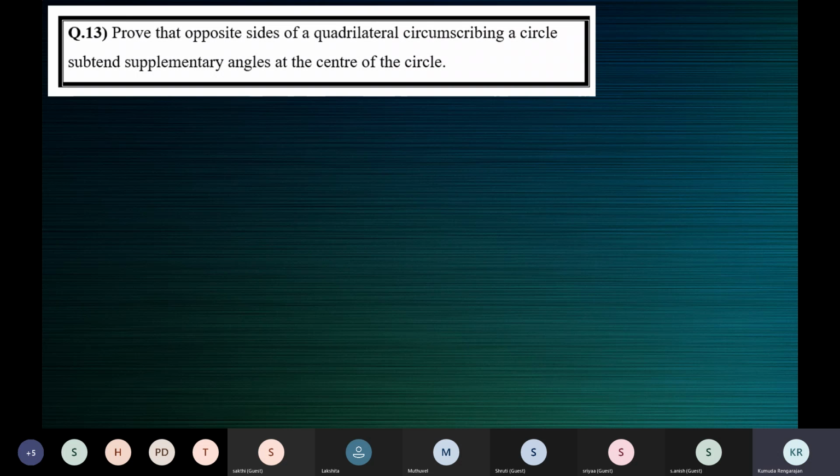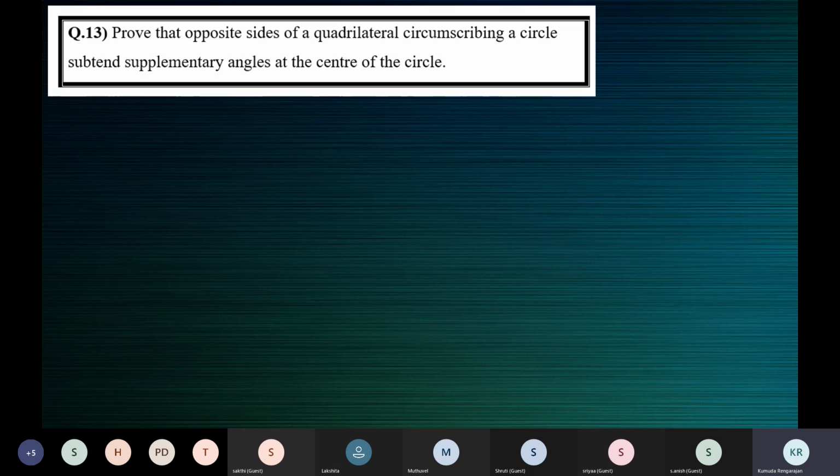So when I started this chapter, circles, I first did the extra problems so that they will be useful for your exams. I did not do NCERT first. We actually did some questions outside NCERT. So now we'll take up exercise 10.2 from NCERT. This is the last question in exercise 10.2.